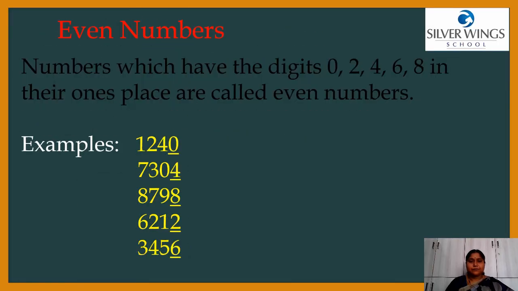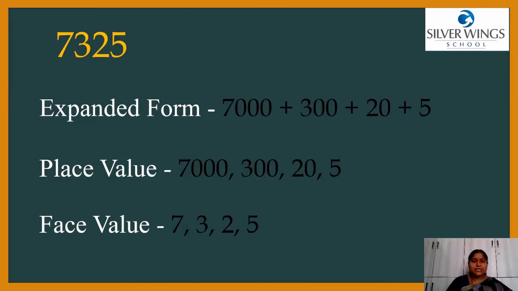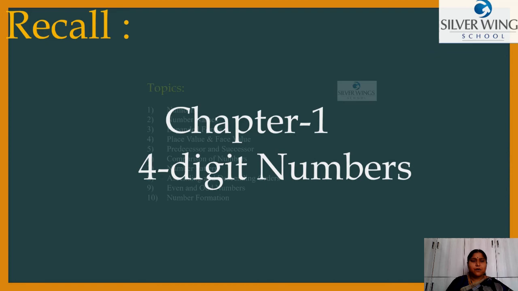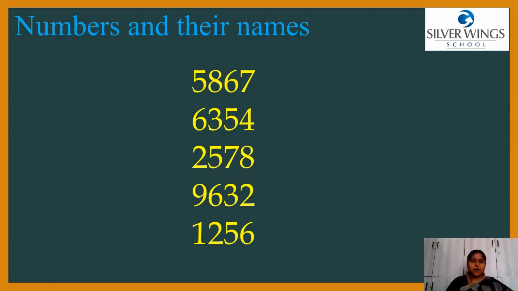Okay, children. Once again, I will show you all the topics from this first chapter. The chapter name is 4-digit numbers. Third class, first chapter, 4-digit numbers. In this chapter, we learned about 4-digit numbers, number names, expanded forms, place value and face value, predecessor and successor, comparison of numbers, number patterns, ascending and descending orders, even and odd numbers, number formation.